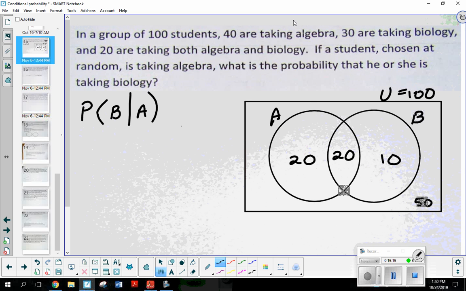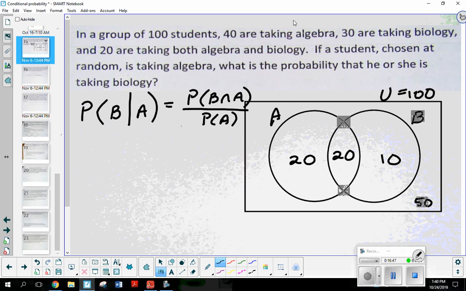Okay. Now I'm going to go ahead and apply the formula to the particular notation that I have right here. So this would be the probability of, what goes up top? Oh, not the union. The intersection. So the probability of taking both biology and algebra divided by the probability of algebra. Whatever the given statement is, what you already know, that is what you divide by.